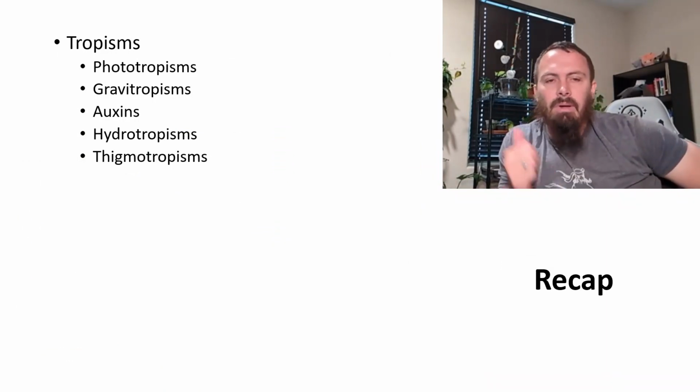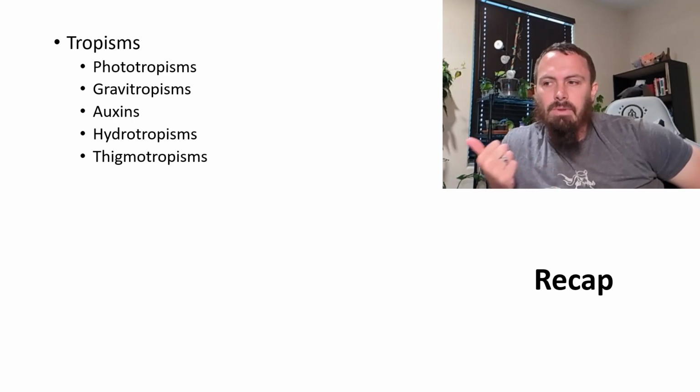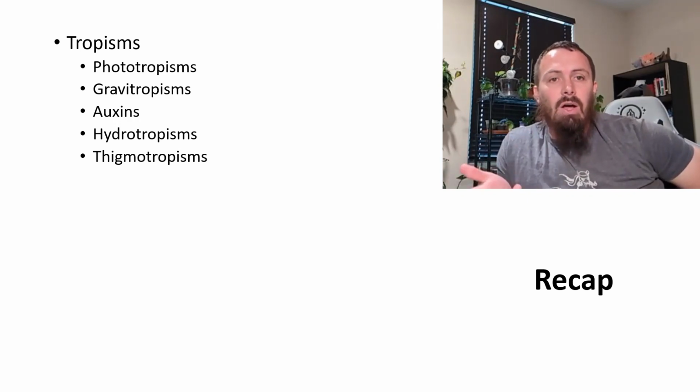Okay, so to recap, we've talked about various types of tropism, photo, gravity, hydro, and thigmo. And we've also talked a lot about auxin.